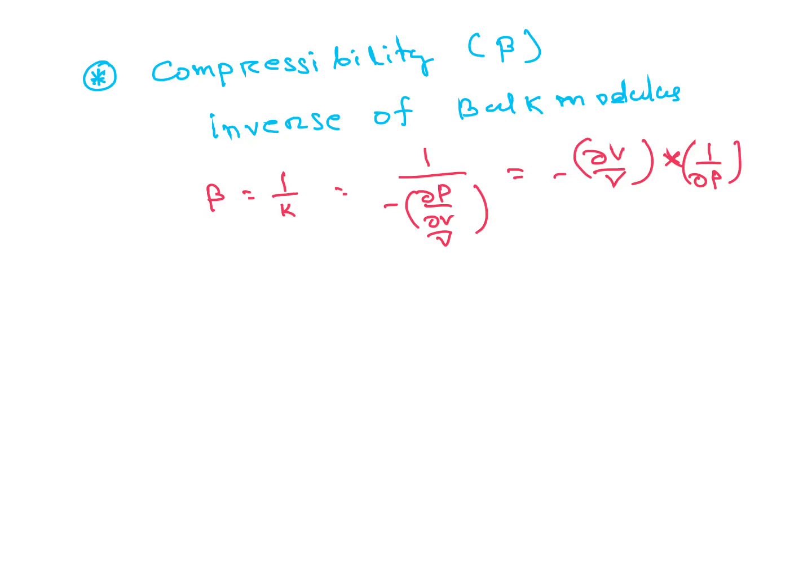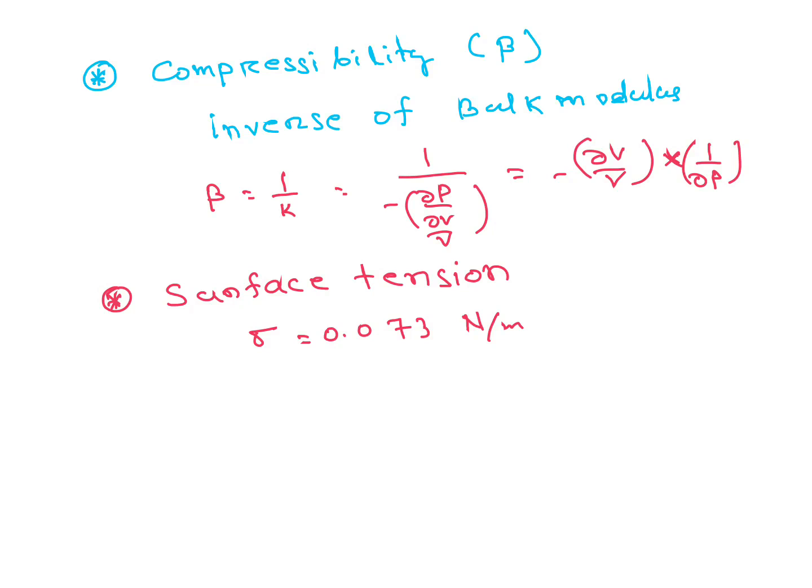Then surface tension. In surface tension, the sigma value of water, this value you have to remember. Sometimes they may not give this value. Surface tension of water is 0.073 Newton per meter at 20 degrees Celsius. And three things are important here.